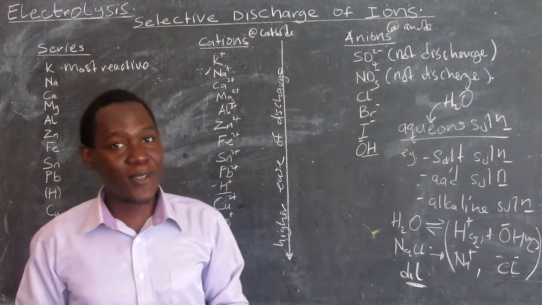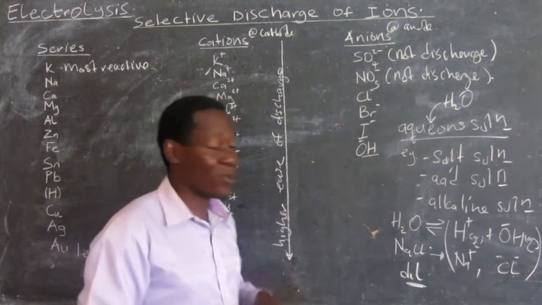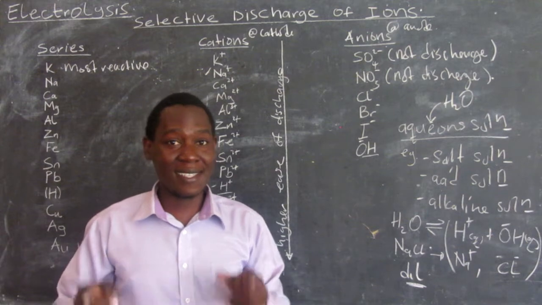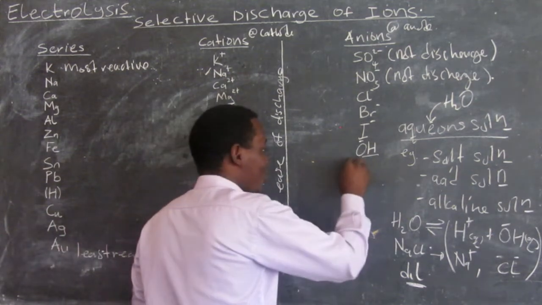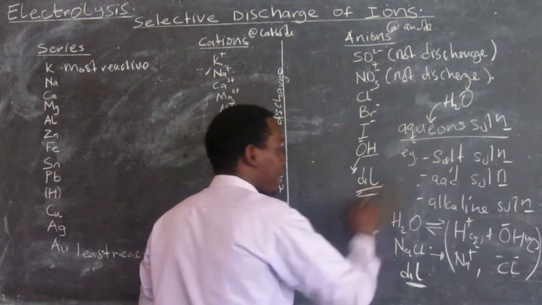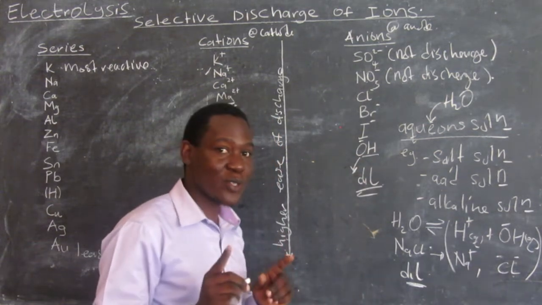If something is very dilute, we have to follow the position of that ion in a particular series. Is it okay? In this case, we shall discharge this one. This applies for dilute solutions, only for the dilute solution.